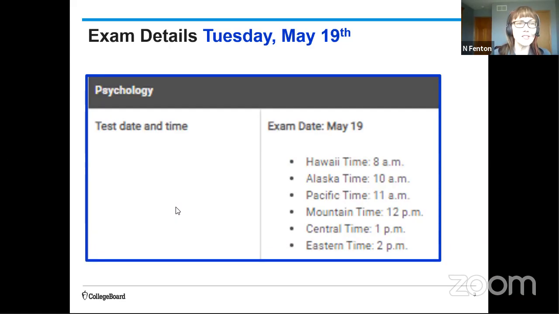So I just want to start off super fast today with what I mentioned yesterday about the exam. Just so everyone knows, the exam is going to be on Tuesday, May 19th, and you have to look at the time for your area.